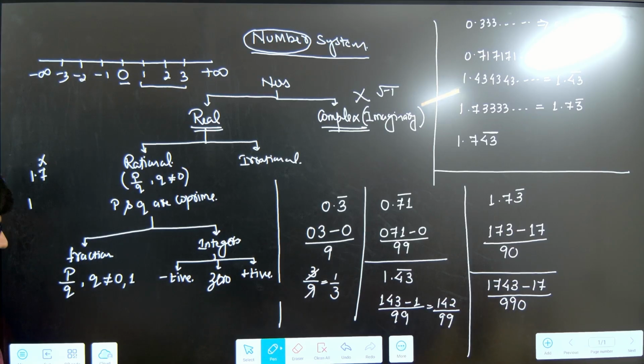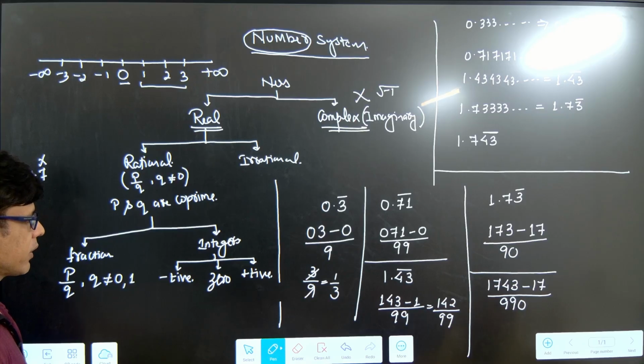Negative integers are minus 1, minus 2, minus 3. Positive integers are 1, 2, 3, and then we have 0. So 0 is a separate class of integers. So where does the whole number come in? Integers only, coming to that.